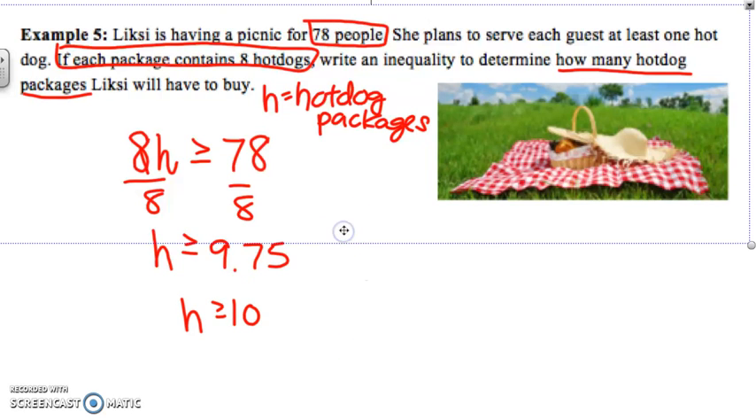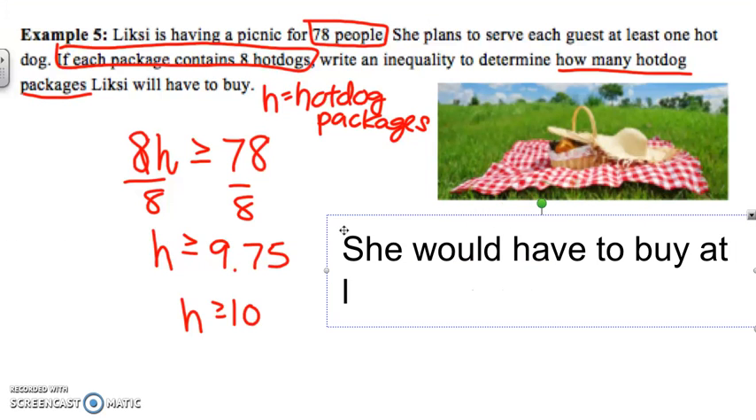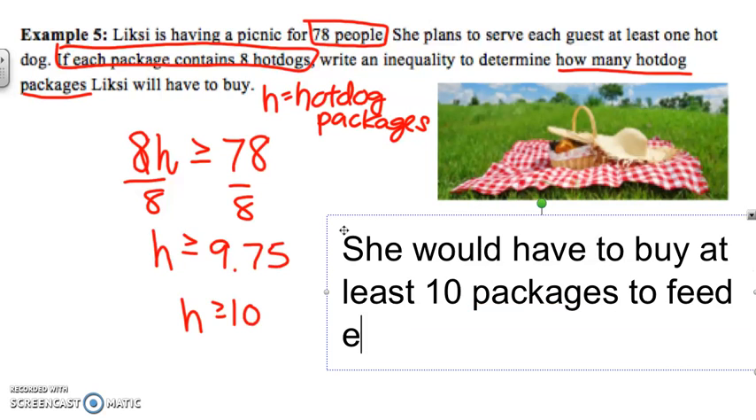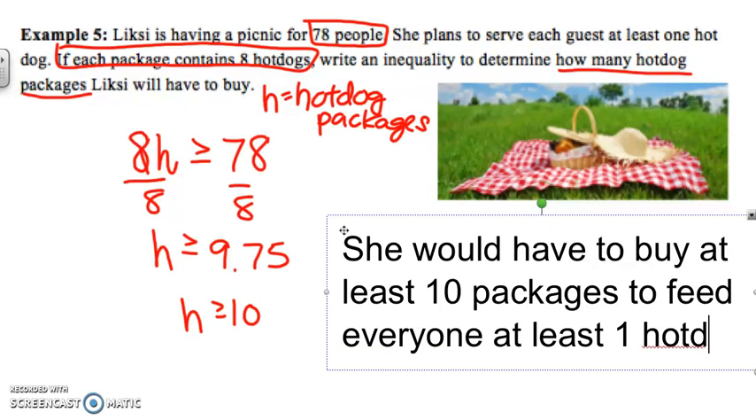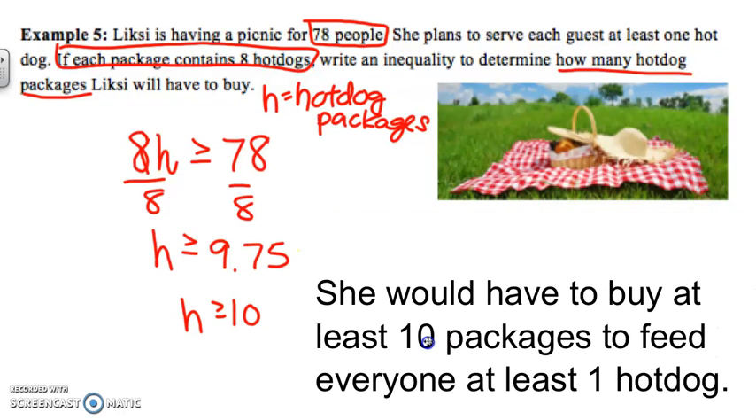So a nice little sentence would be, she would have to buy at least 10 packages to feed everyone at least 1 hot dog. Okay. Okie doke. So those are inequality word problems. They are a lot trickier, mainly which way does the sign go, but use your cheat sheet and then just kind of rationalize through the problem of which way should be bigger, which side should be smaller.